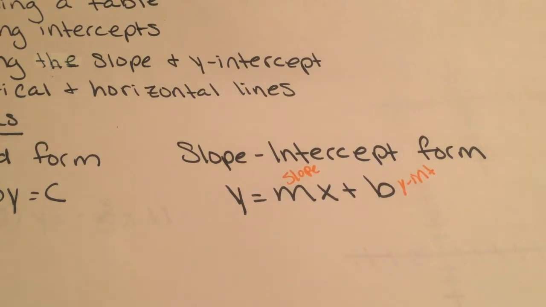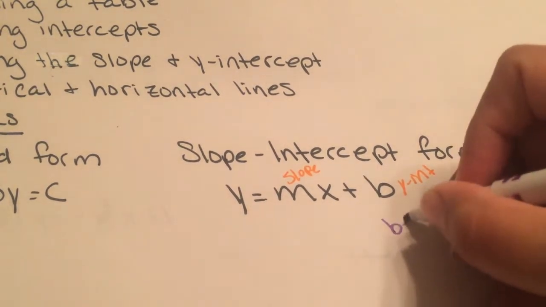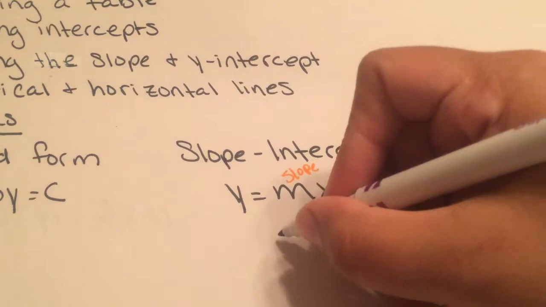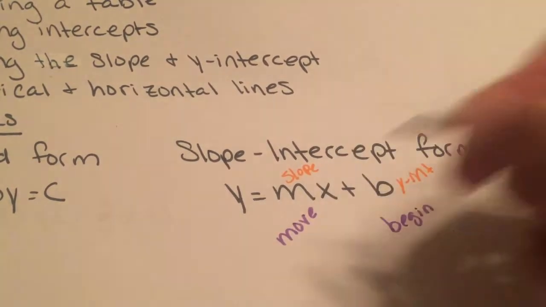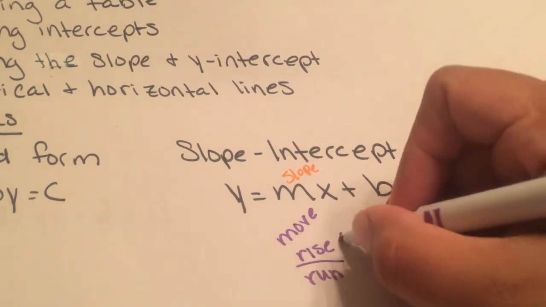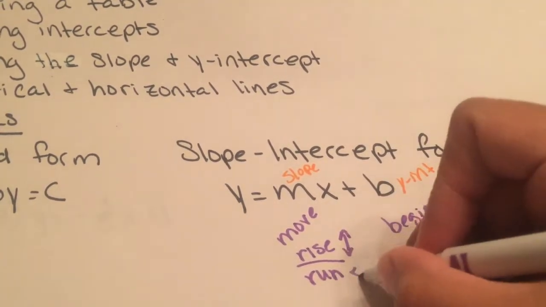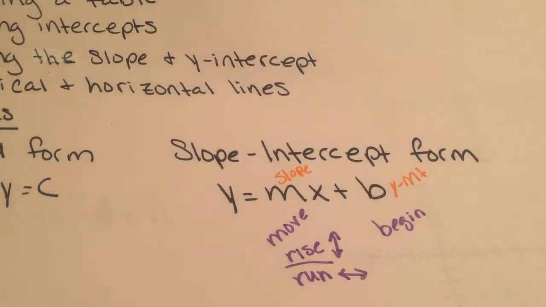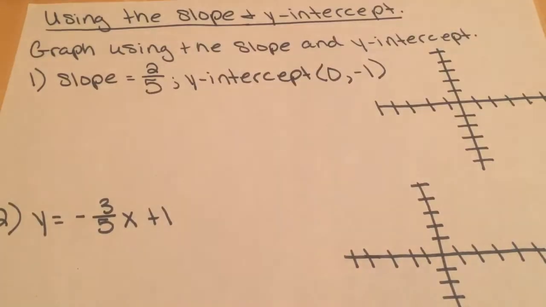So the first thing we have to know is the y-intercept is where we begin. And the slope tells us how we move. We have to remember that it gives us a rise and a run: how much we're going to go up and down versus how much we're going to move left and right. And that's really important for what we're about to see when we graph.